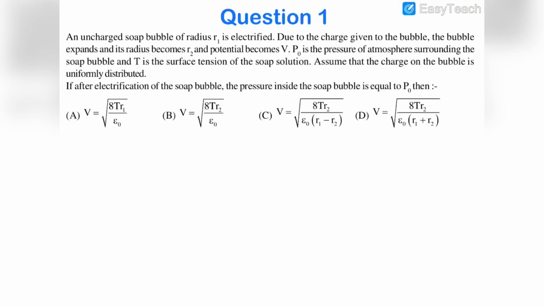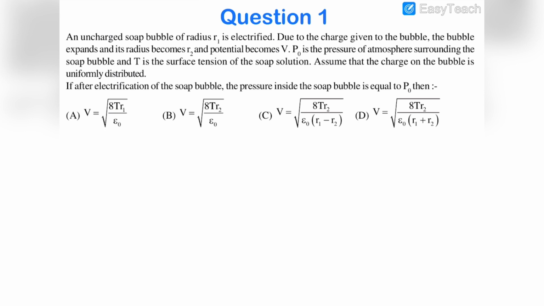In this question, you can see that there is an uncharged soap bubble whose radius is r1 initially, and it is electrified. Due to the charge on the surface of the soap bubble, which is uniformly distributed on the surface, the bubble expands and its radius becomes r2 and the potential becomes V.